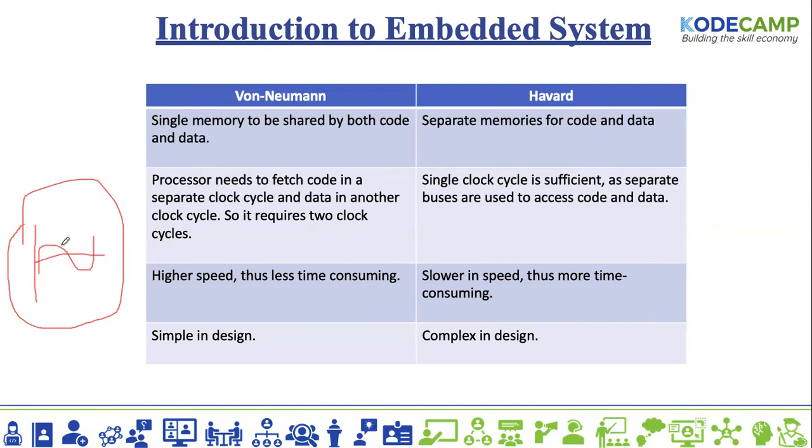So in the very first cycle, it fetched the code from a different clock cycle, and then in another, it pushes the data. So it needs two clock cycles in order to function effectively. But the Harvard uses just a single clock cycle to do whatever it wants to do. In a single clock cycle, it's able to fetch from either the program memory or the data memory. So it doesn't wait for the next cycle.